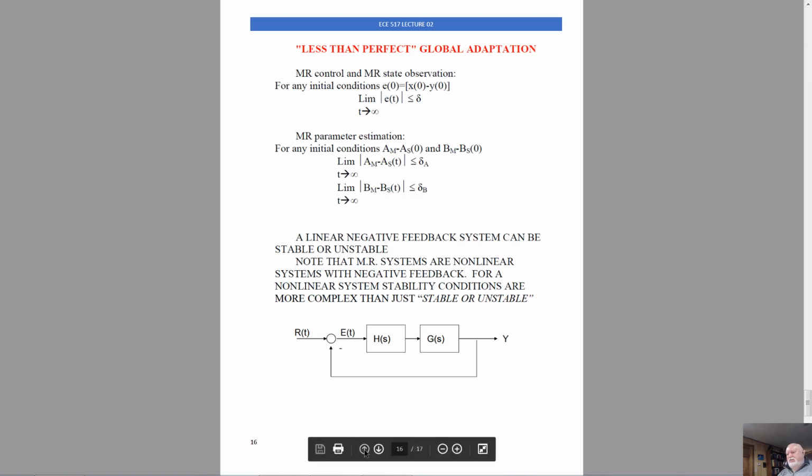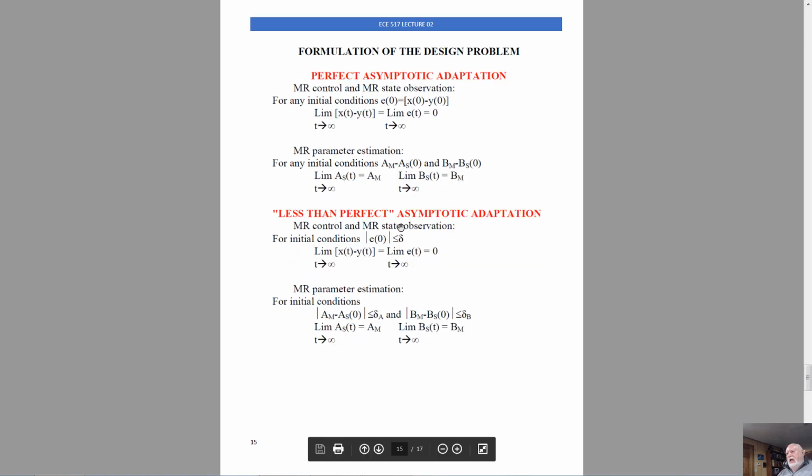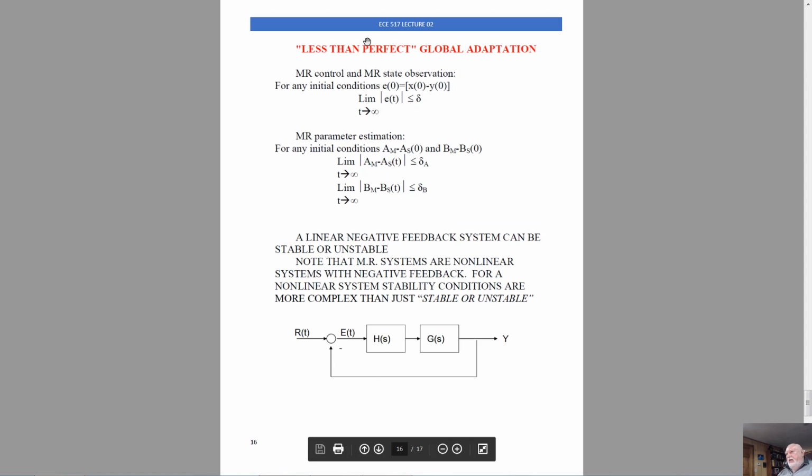Any initial conditions. Asymptotic means error is driven asymptotically to zero. So obviously the best is perfect asymptotic adaptation: for any initial conditions, we have error driven to zero. But if it doesn't happen, please recognize that there are less than perfect asymptotic adaptation and less than perfect global adaptation.